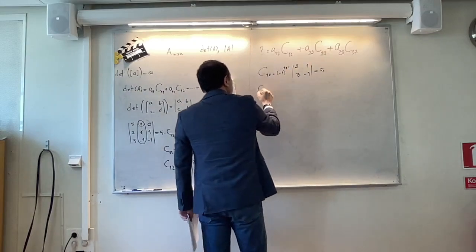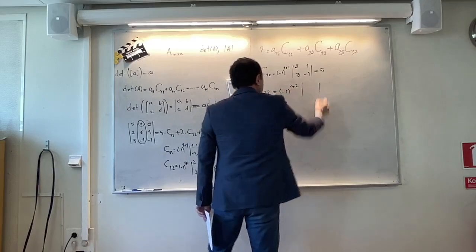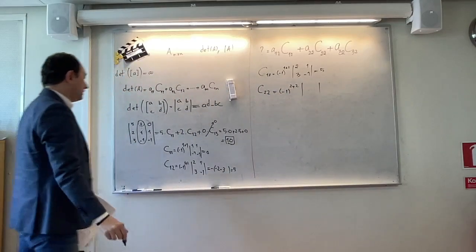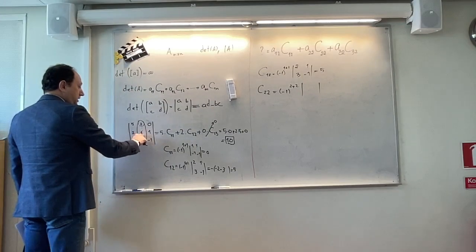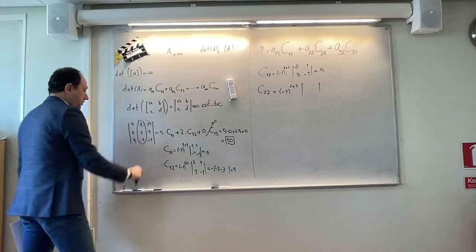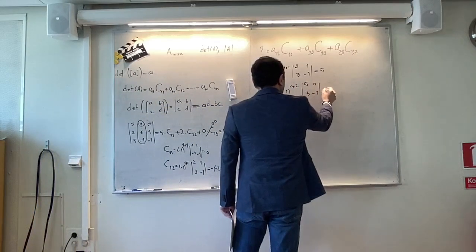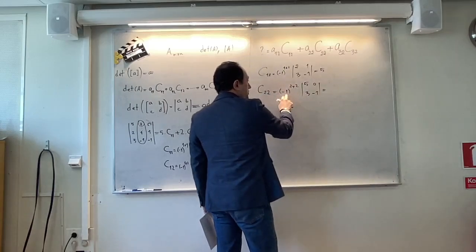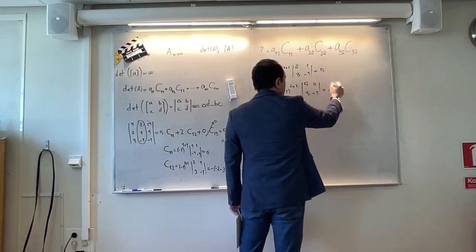And then I go to C22, yes? So it's minus 1 to the power of 2 plus 2, and then I have a 2 by 2 block. How should I find that? I go to this entry, and I eliminate this row and this column. So 5, 0, 3, minus 1 is left. And then I calculate that. This is an even number, so it is just 1. So it is 5 times minus 1, which is minus 5, and this one is 0.